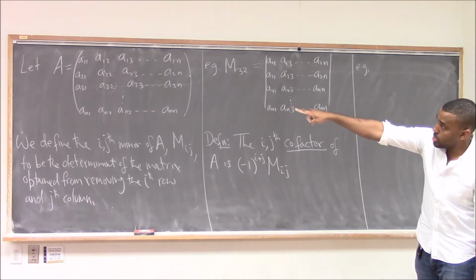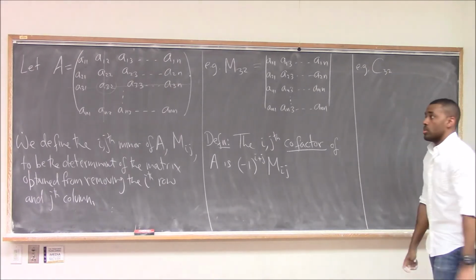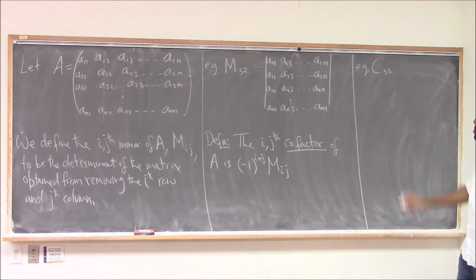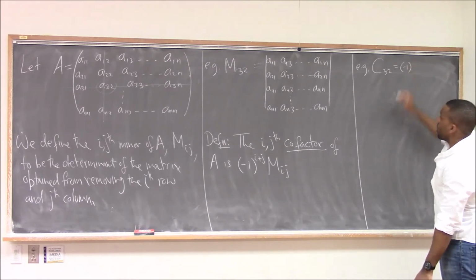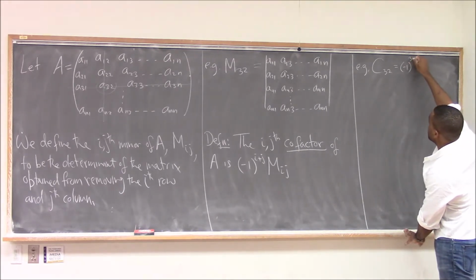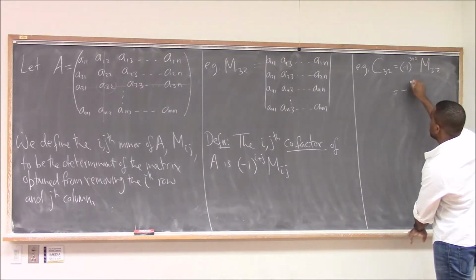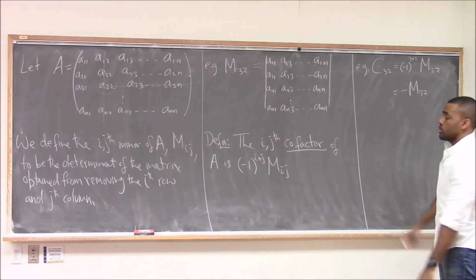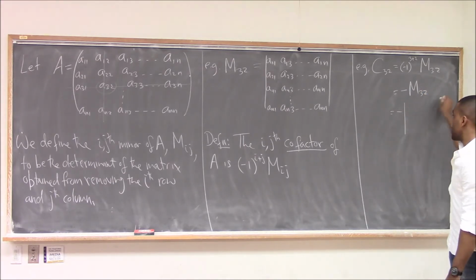In this case, for this matrix, if I look for C32, that is just going to be -1 to the 3 plus 2 of M32, which in this case is just going to be the negative of M32, which is going to be the negative of that matrix that I had here.